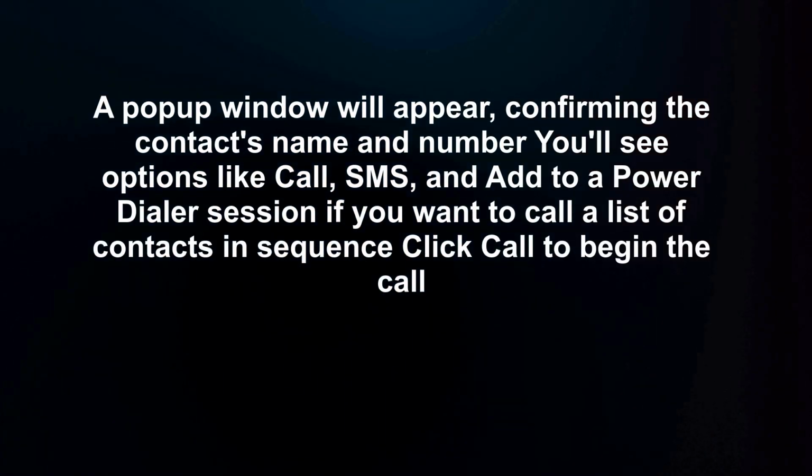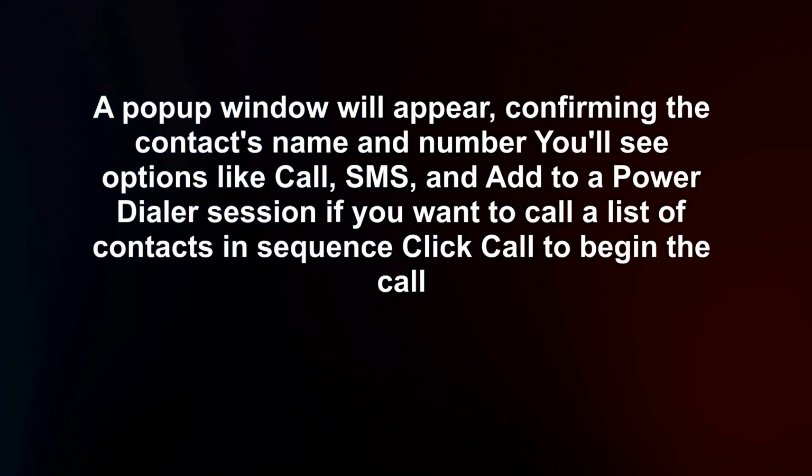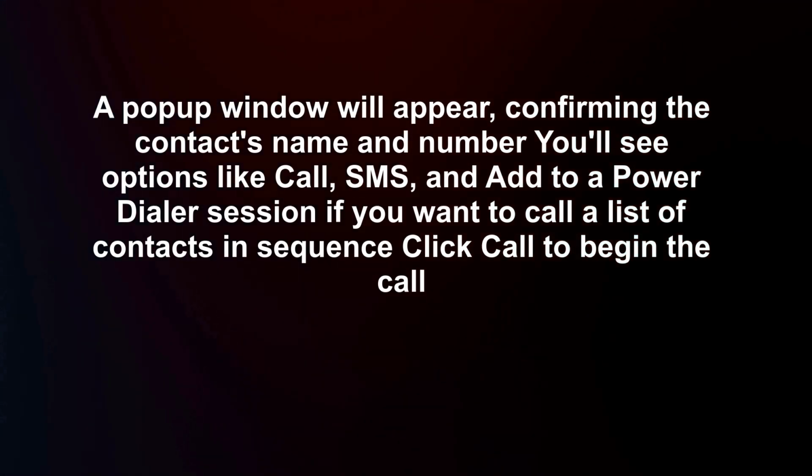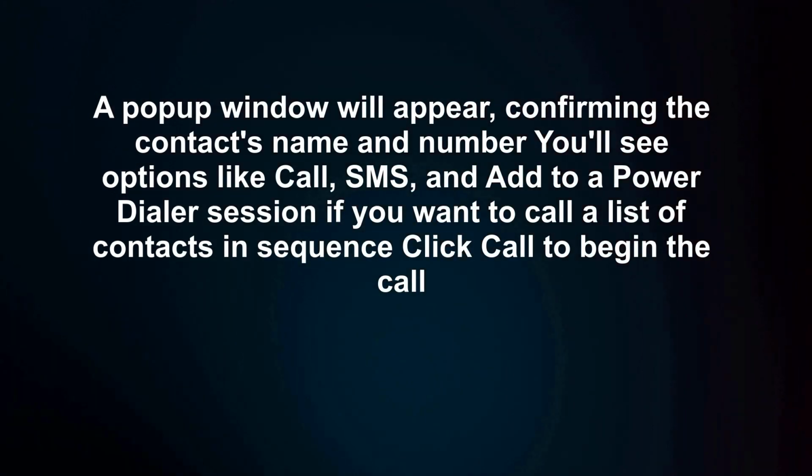A pop-up window will appear, confirming the contact's name and number. You'll see options like call, SMS, and add to a power dialer session. If you want to call a list of contacts in sequence, click call to begin the call.